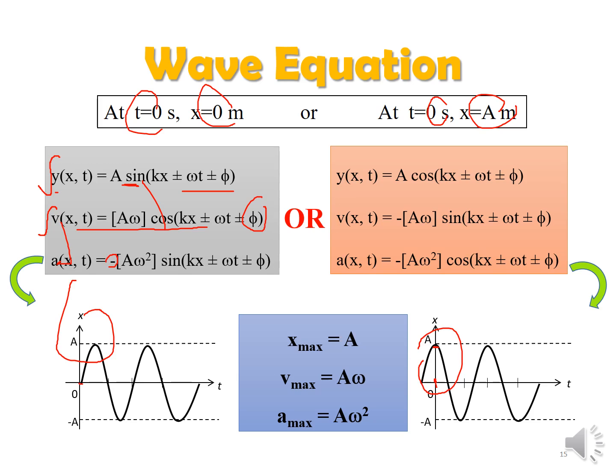Same goes here. If the question asks for the velocity, then we differentiate the equation of displacement. So we get the velocity equal to negative. Why negative? When we differentiate the cos, we get the negative sine. Then negative A omega sine kx plus or minus omega t plus or minus psi. And for acceleration, differentiating again from the velocity, we get negative, sine changing to cos, A omega squared cos kx plus or minus omega t plus or minus psi.